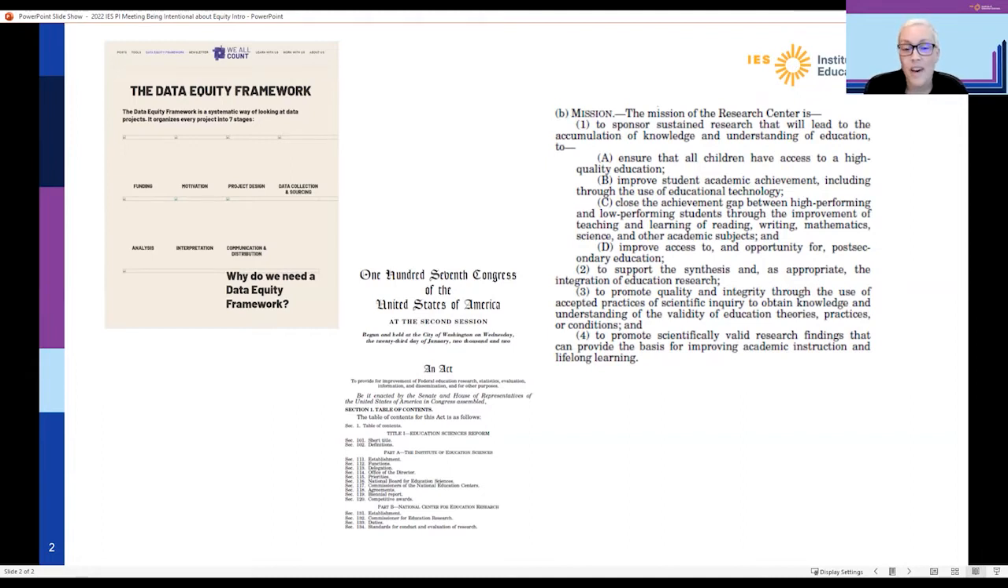So what does that mean for IES? When we think about it, it's kind of cool. We're all about equity, right? It is directly written into the law that created us. So I have here just a picture of the Education Sciences Reform Act that was passed in 2002.